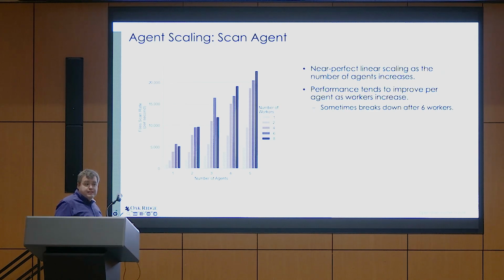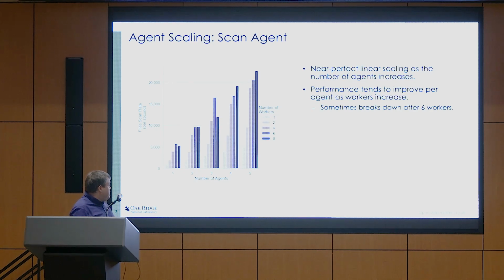A worker in this context is a sub-process that is actually responsible for walking a directory itself, doing the scan of the files, and then reporting that back up to the agent, which in turn reports that to the rest of the system. Basically, what we found is that as we go up from 1 to 5 agents, we have almost perfect linear scaling, and we topped out at about 22,500 files per second.